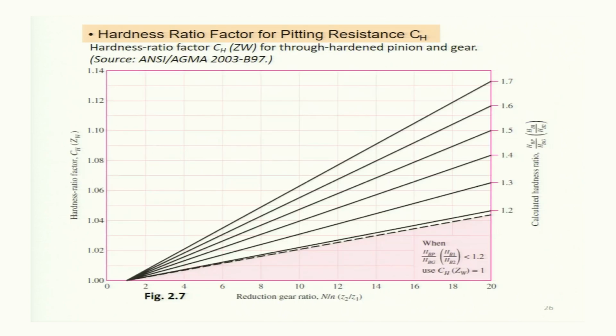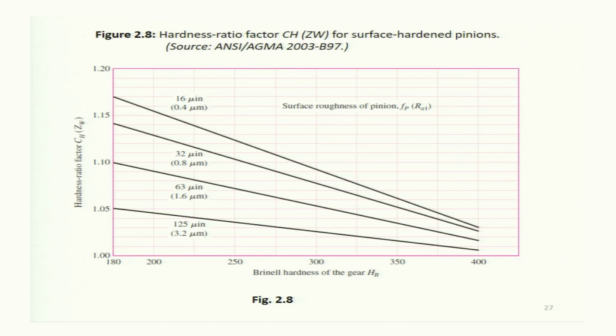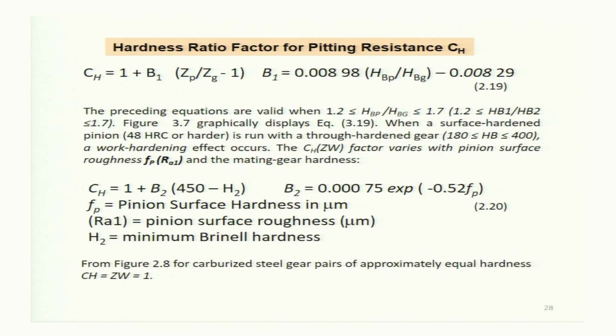The hardness ratio factor: to accommodate the different hardness and the different RPM of the gear and the pinion, the hardness correction factor is used, and that is obtained from this figure. This is in terms of surface roughness. Knowing the surface roughness, you can use this to determine the hardness ratio factor. Hardness ratio factor for pitting resistance can also be determined from this equation.